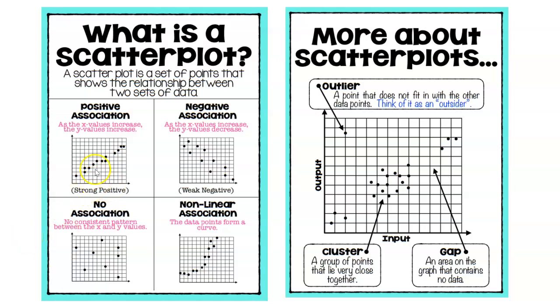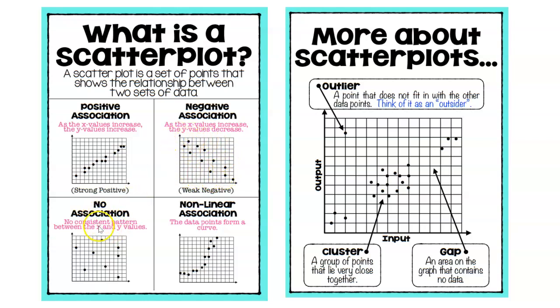So we can have a positive association, and this one would be a pretty strong positive association because my points are clumped tightly together, and you see as the x values increase, the y values also increase. So as we move left to right, it's going up. That's a positive association. This would be an example of a negative association. So you see as my x values increase, my y values decrease, but this one we would call weak negative because these points are a lot more spread out.